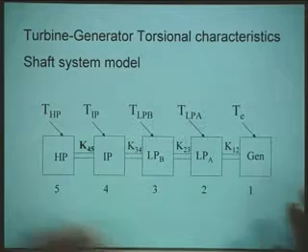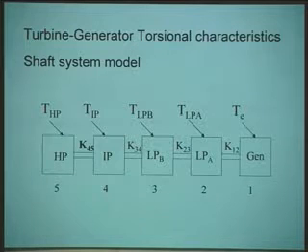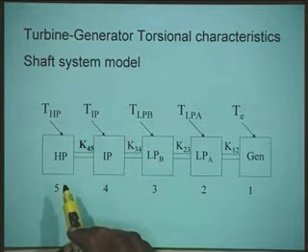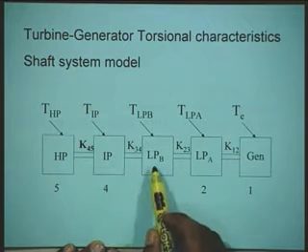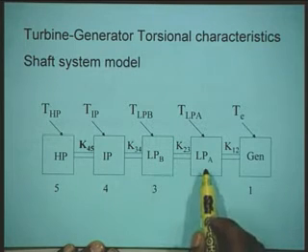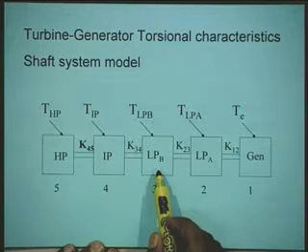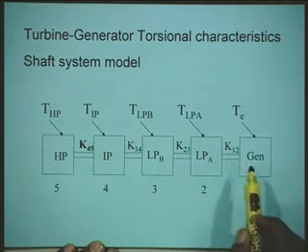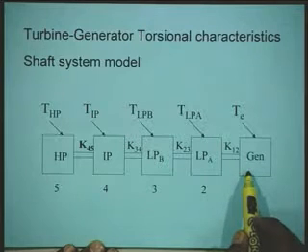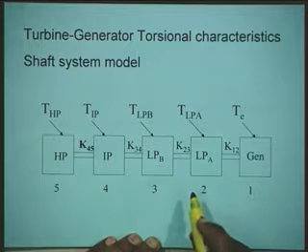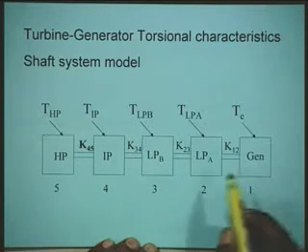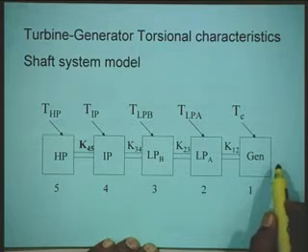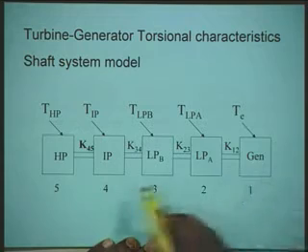Now, in order to develop the dynamic model of the turbine generator shaft system, we consider a tandem compound steam turbine, which consists of high pressure section, intermediate pressure section and low pressure section B and low pressure section A. All these 4 steam turbine sections are mounted on the same shaft. In addition to this, the generator rotor is also mounted on the same shaft. Here we will consider the static excitation system, and in case the system comprises a rotating exciter, then one more mass will have to be represented on the same shaft.